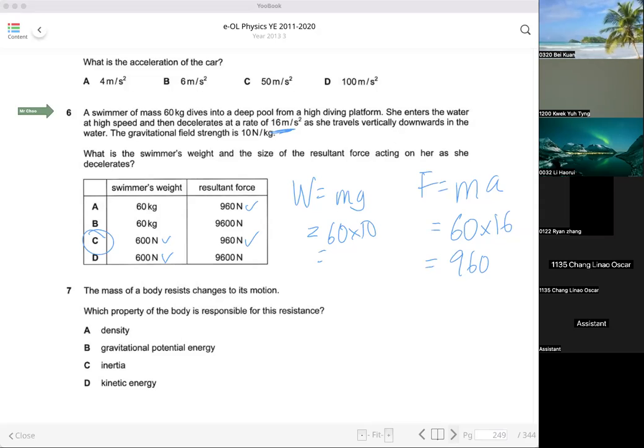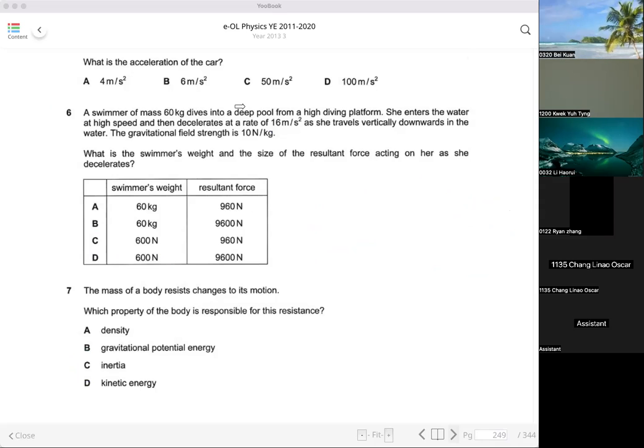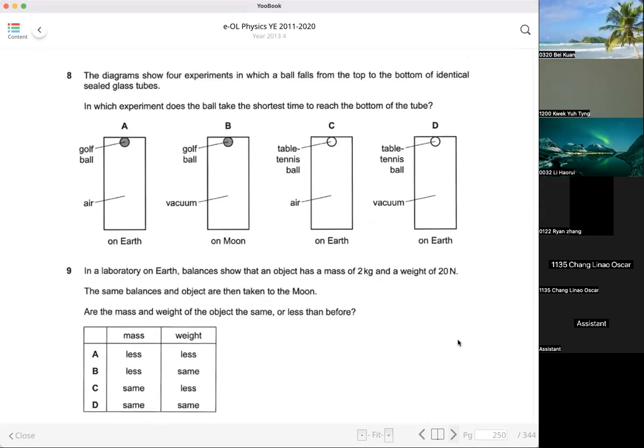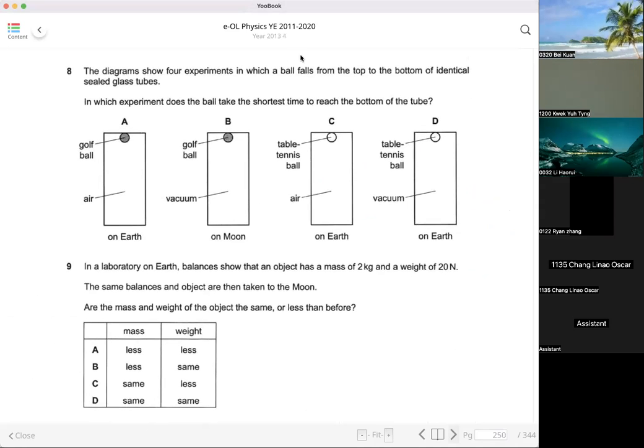Oscar, very good. Okay, so resisting change in motion is actually the inertia. Well done to everybody. So if you all were born 9 years earlier, you'd be doing very well in this paper. Okay, let's do question number 8. Let's begin.